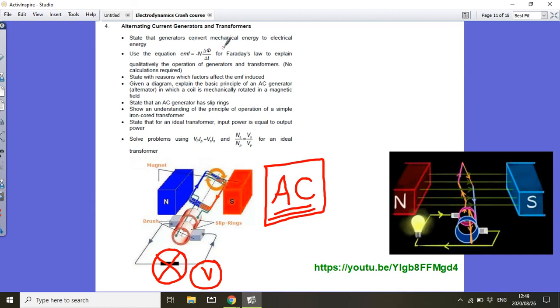So there we go. That is Faraday's law. And we've spoken about how we can increase the EMF. So in the next video, we'll look at the last little bit of this chapter.